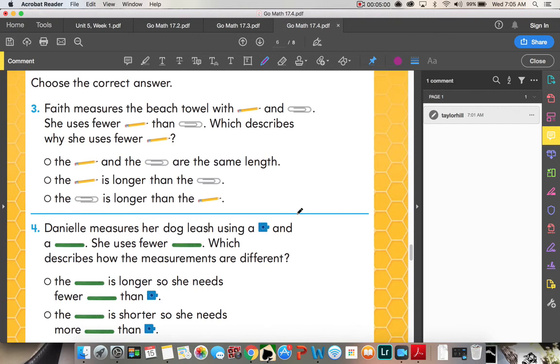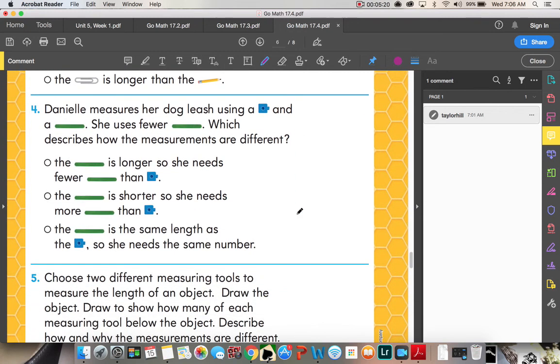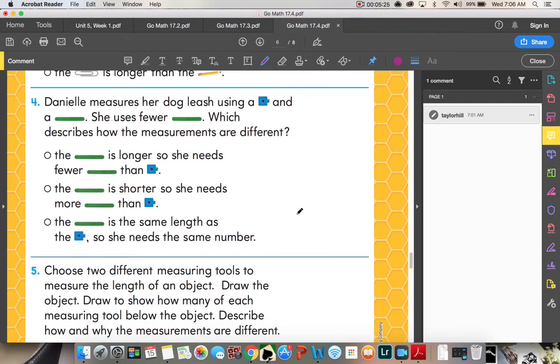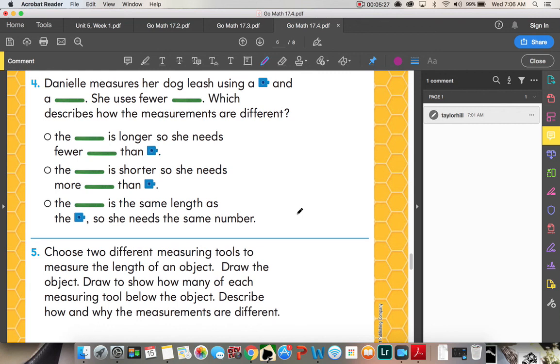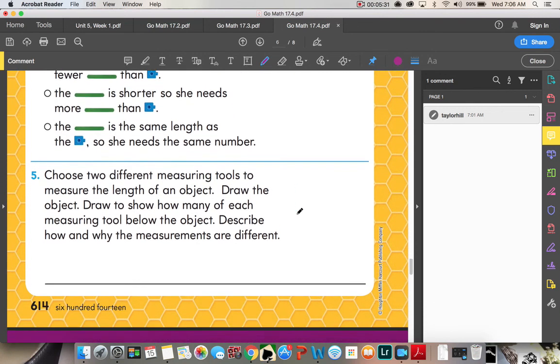Faith measures the beach towel with pencils and paper clips. She uses fewer pencils than paper clips, which describes why she uses fewer pencils. So this is similar to the other, where one unit is longer than the other, so they use fewer. Okay, Danielle measures her dog leash using a cube and a popsicle stick. She uses fewer popsicle sticks, which describes how the measurements are different. So one is longer and one is shorter. Which one is longer and which one is shorter?